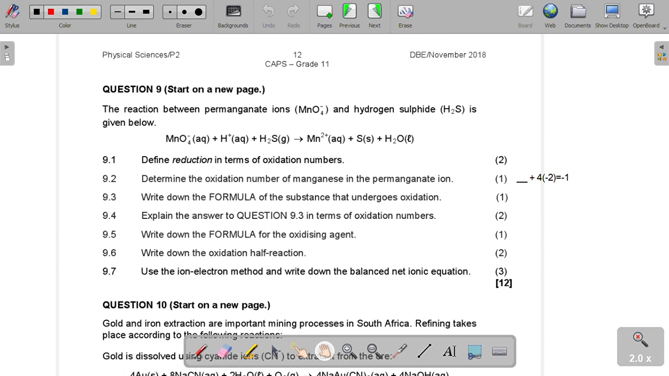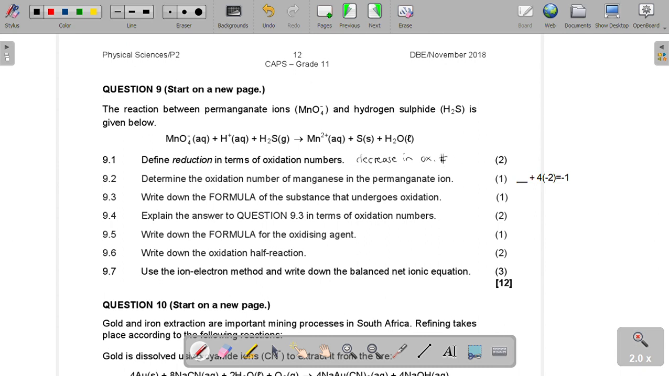Okay. So hulle sê vir ons 'n reaksie vind plaas tussen hierdie permanganatione en hydrogen sulfate as given below. Define reduction in terms of oxidation numbers. So remember, reduction you have to be able to describe in terms of electrons. Reduction is gaining electrons, but they are asking it specifically in terms of oxidation numbers. So you have to say it's a decrease in oxidation numbers.